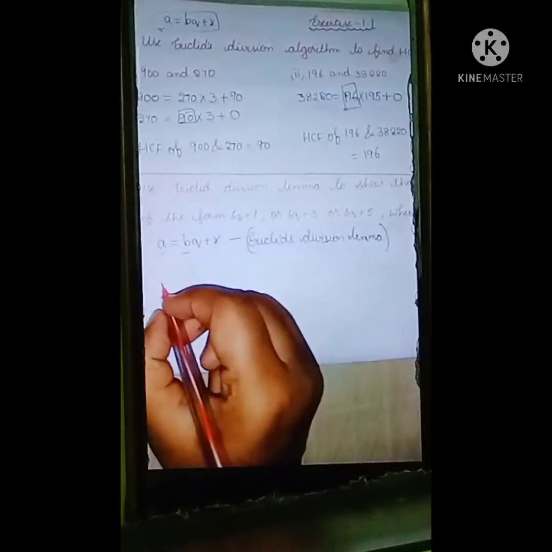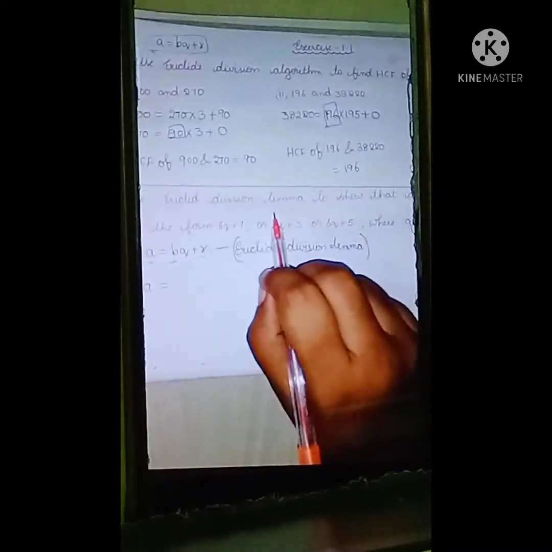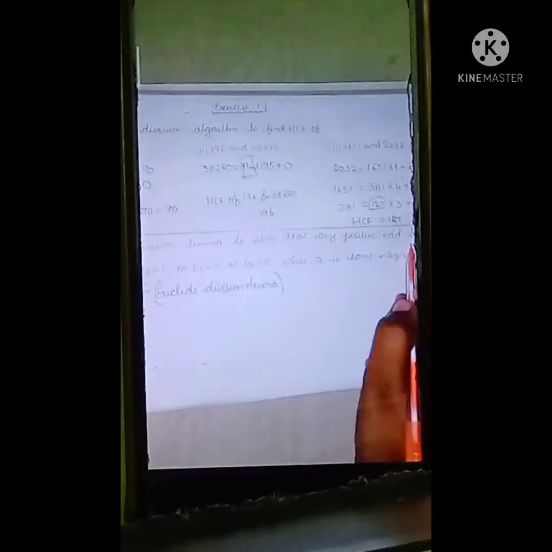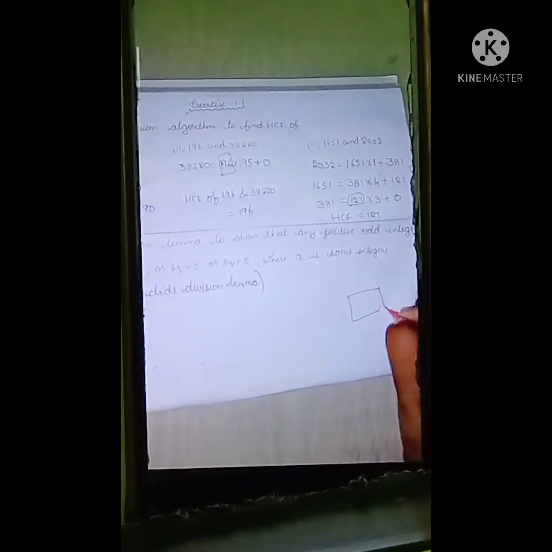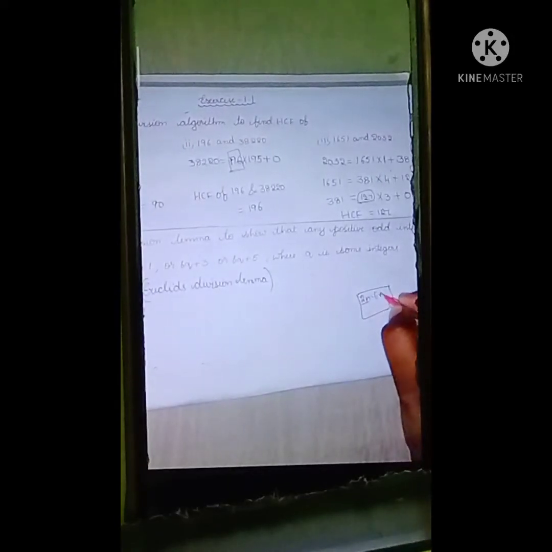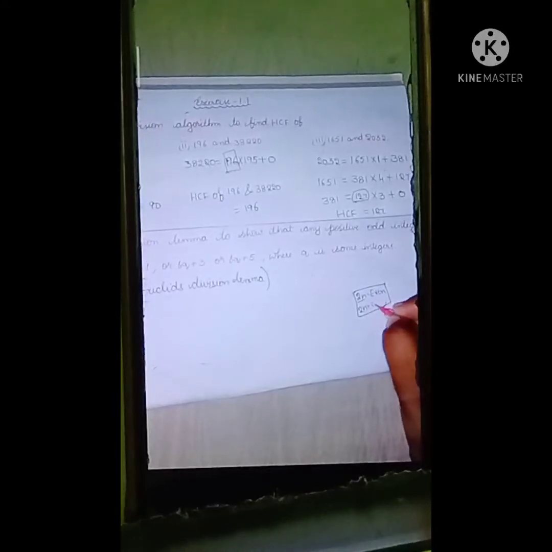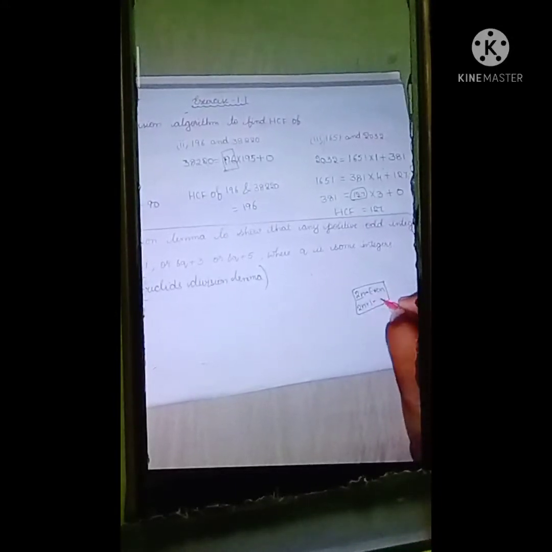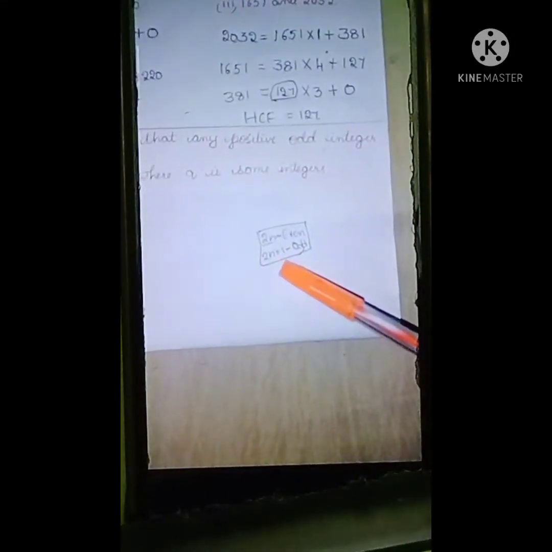So first here A is, they asked us to show any positive odd integer. But we know that if a number is in the form of 2n, then the number is known as even. If it is in the form of 2n plus 1, then the number is known as odd. Okay? If it is 2n, it is even. If it is 2n plus 1, it is odd.